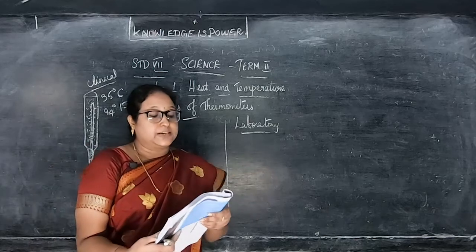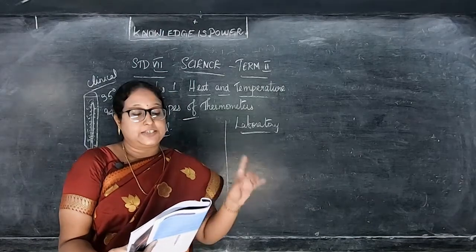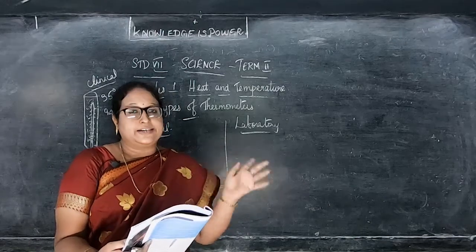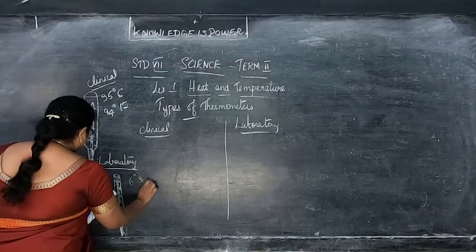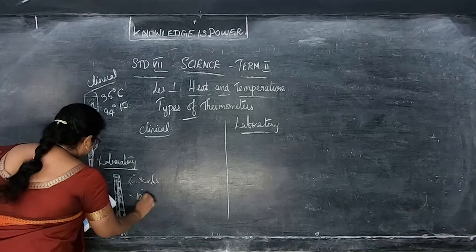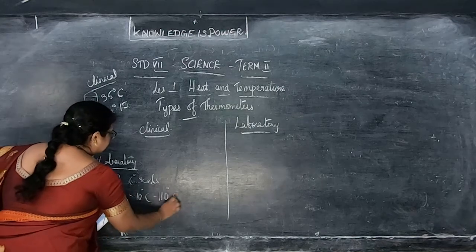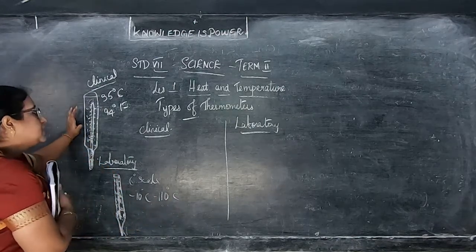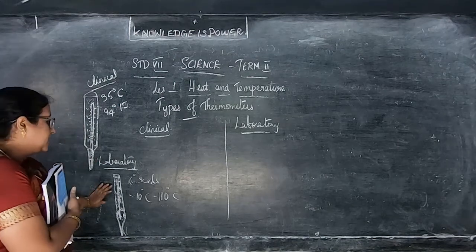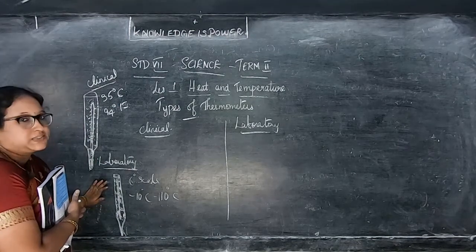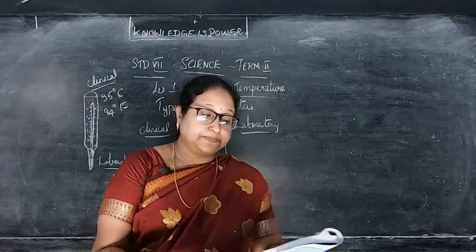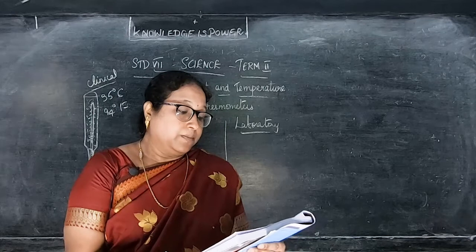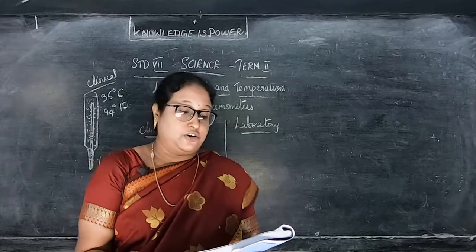The laboratory thermometer has only the Celsius scale, ranging from -10 to 110 degrees Celsius. It has only the Celsius scale, not the Fahrenheit scale. In the clinical thermometer you have Celsius and Fahrenheit both. But in the laboratory thermometer, only the Celsius scale, that is minus 10 to 110 degrees Celsius. Okay children? Then, precautions to be followed while using a laboratory thermometer.